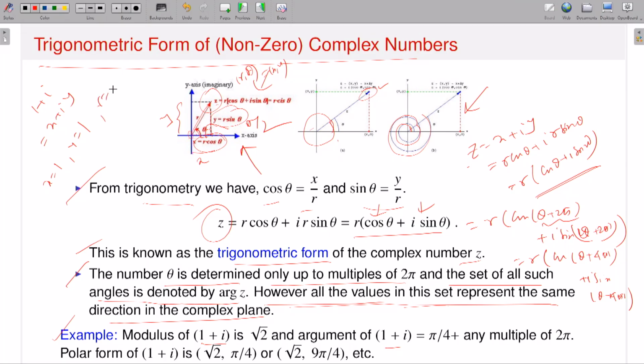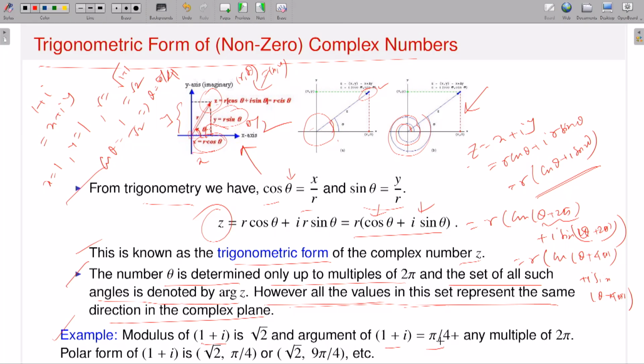r is the square root of x square plus y square, that means 1 plus 1, that means r is square root of 2. Now, since it is of the trigonometric form, cosine theta is equal to x by r. What is my x? x is 1, r is root 2, and it will imply theta is equal to pi by 4. Right? So therefore, the argument is pi by 4. That is theta.